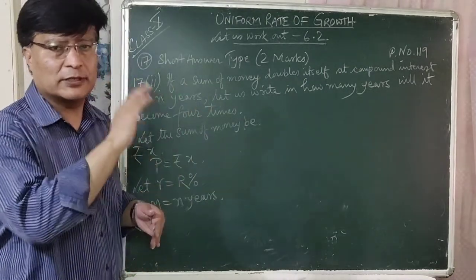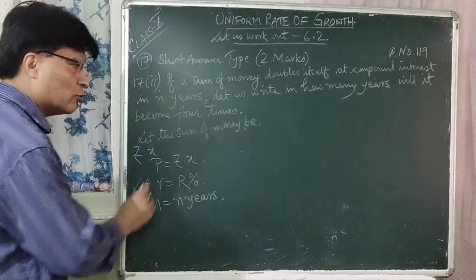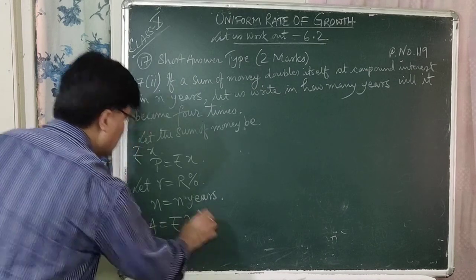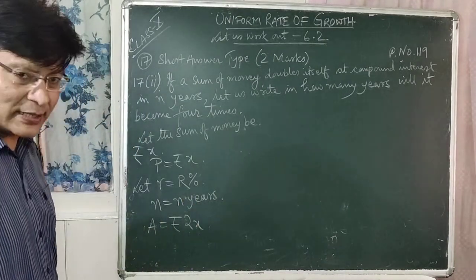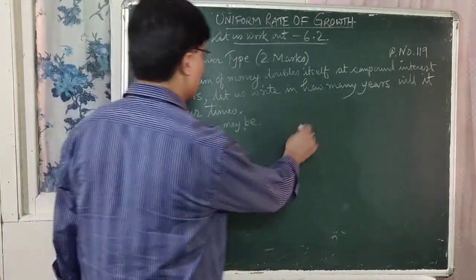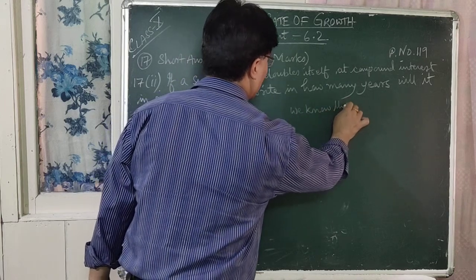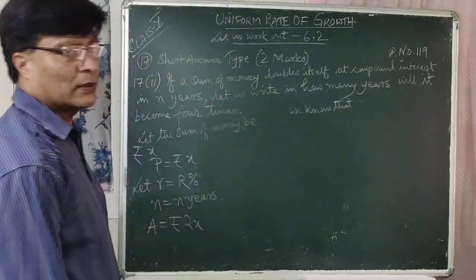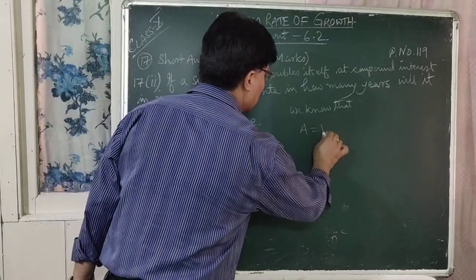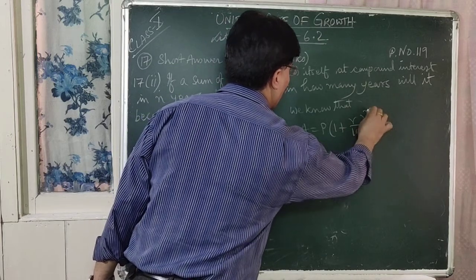It doubles itself. The sum of money doubles itself. That means amount is equal to rupees 2x. Is that clear? Now let us simplify it first. Let us use the formula. We know that, so what is the formula that you can use here? That is A is equal to P within bracket 1 plus R upon 100 whole to the power N.